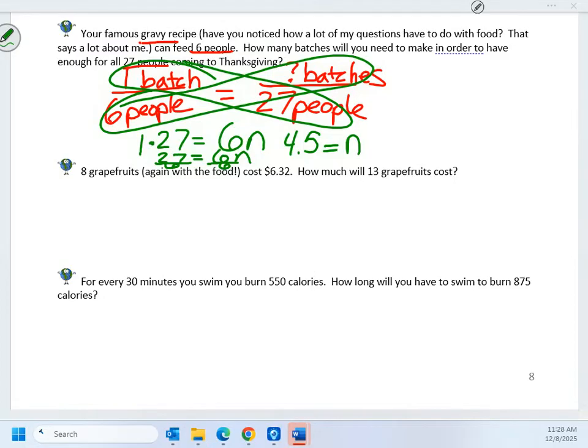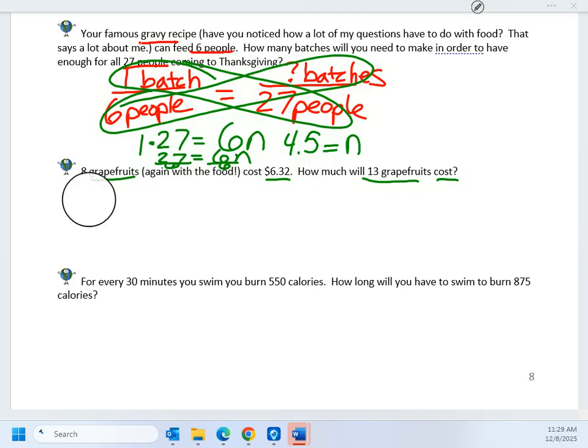So your first step is writing out your proportion. Okay? So your next one, you're going to have grapefruit to money. Grapefruit to money. Then do your cross products to figure out what the money cost is. So make sure as you set it up, you use your labels so you're setting them up correctly. Any questions on this first page?